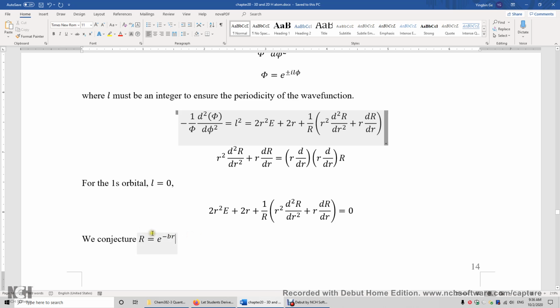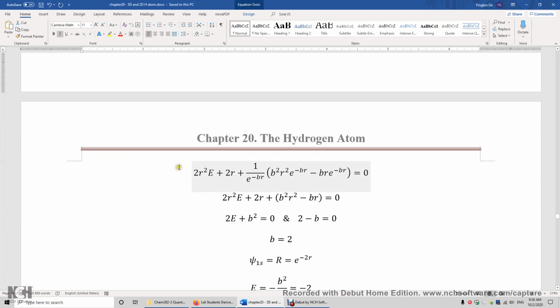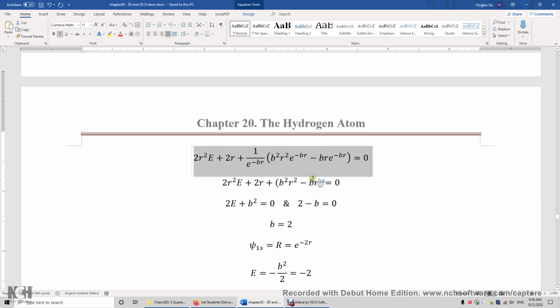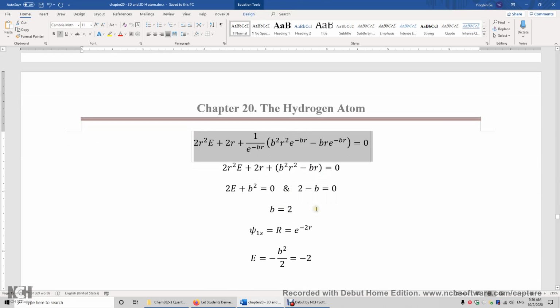So for now, we're going to just stand on the shoulders of these mathematicians, and we say maybe this R is also an exponential function of r. We just don't know the exponential component B. So B is a parameter. And this is our conjecture. We'll plug into this equation. Now we have an algebraic equation here. We solve this equation. We get B equals 2. Therefore, this radial function is e to the power of negative 2r.